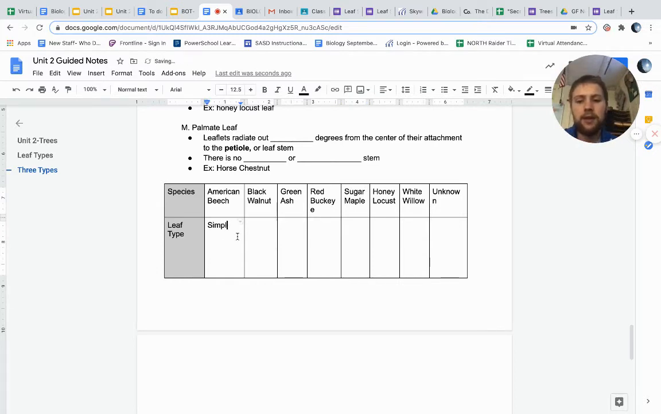So I'll just type that in there. This won't be turned in, but you might expect a quiz question on perhaps one of these. So you would absolutely want to write them down because it'll benefit you in the long run to do so.